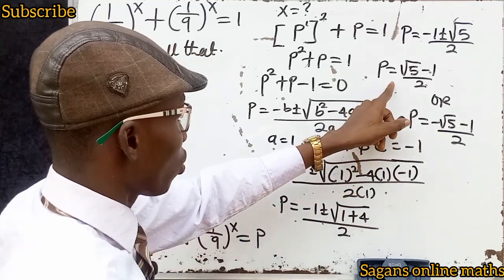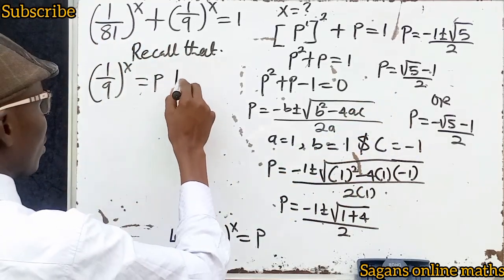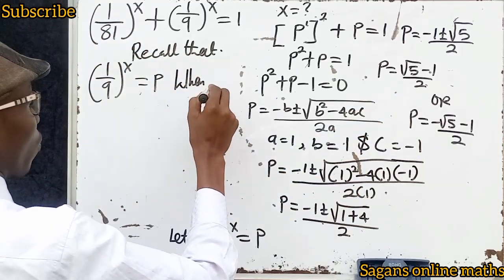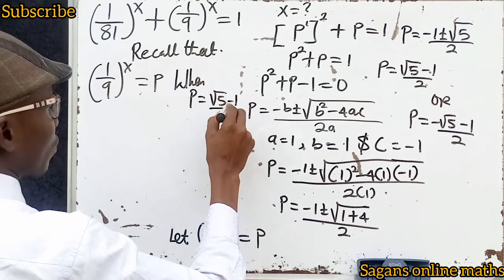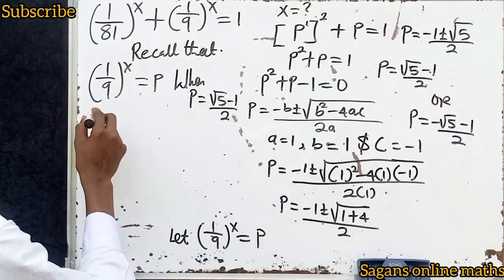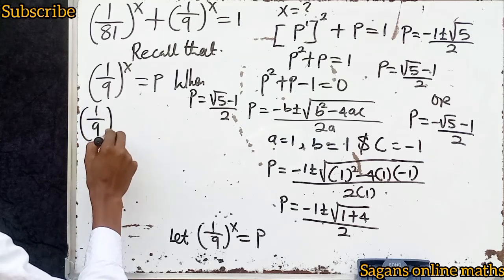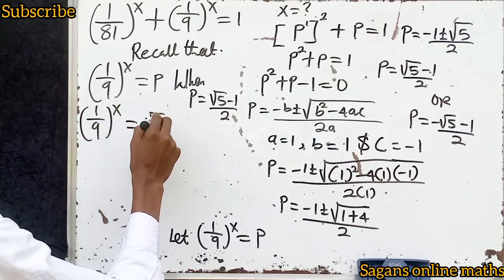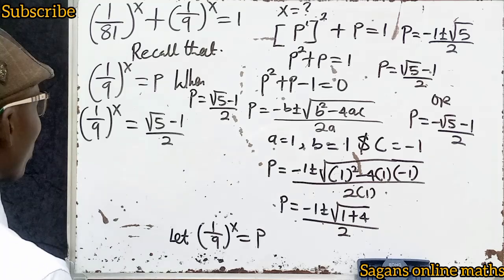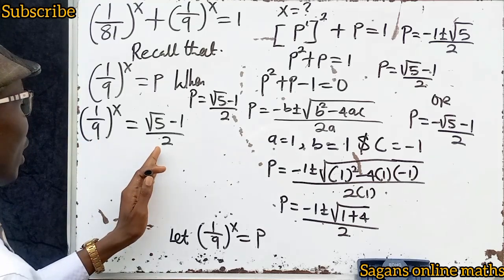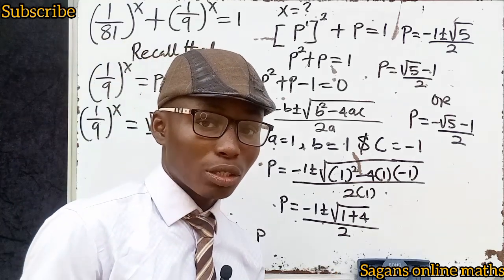So let's see when p is equal to root 5 minus 1 divided by 2. That means 1 divided by 9, all to the power of x, will be equal to root 5 minus 1 divided by 2. What are we going to do? Because the bases are not the same, let's invite logarithm. Logarithm will help us.